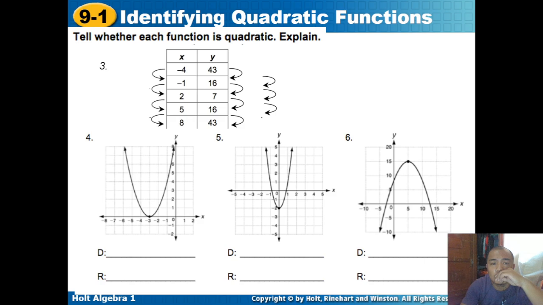Okay, this is your quiz. For number 3, identify if this given table of values is a quadratic function or not by getting the first differences of x and the first and second differences of y. For number 4, 5, 6, determine the domain and the range. Domain of a quadratic function, all real numbers, while the range is y is less than or equal to k when the parabola opens downward. When the parabola opens upward, y is greater than or equal to k, or the y coordinate of the vertex of the parabola.